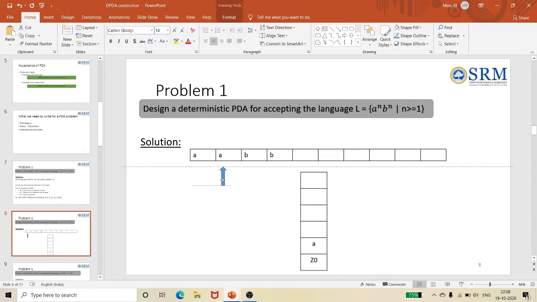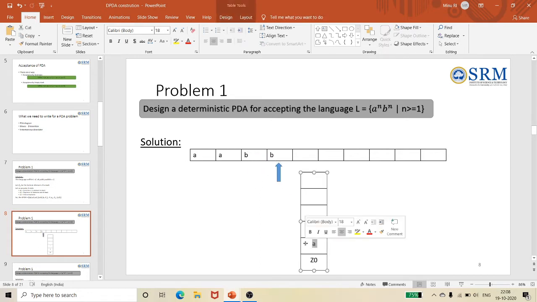Then when I am reading this A, push it onto the stack. When I am reading a B, the basic principle is that for a single B, an A has to be popped. So let me pop out this A. When I am reading the next B, this A has to be popped. So what happened? When there is no input, the bottom of the stack will be Z0. It means that the string is being accepted.